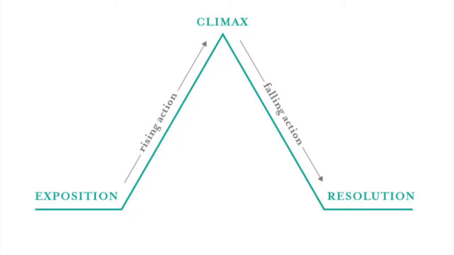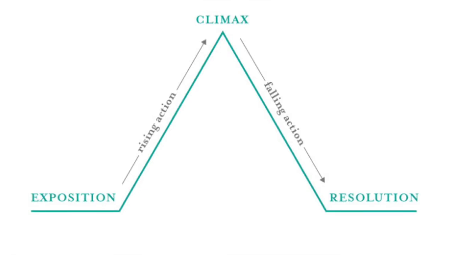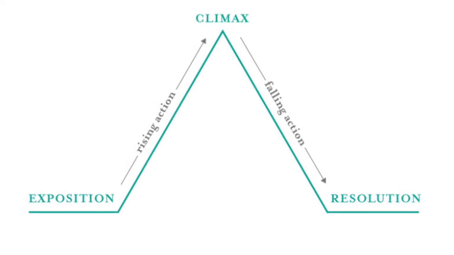Okay, so the first thing you want to do is create a plot for your story. You have to, number one, have your exposition, which is the beginning of the story that introduces the conflict, the character, and the setting. Number two, rising action, events before the climax. This is where the character attempts to solve the problem, but they fail.